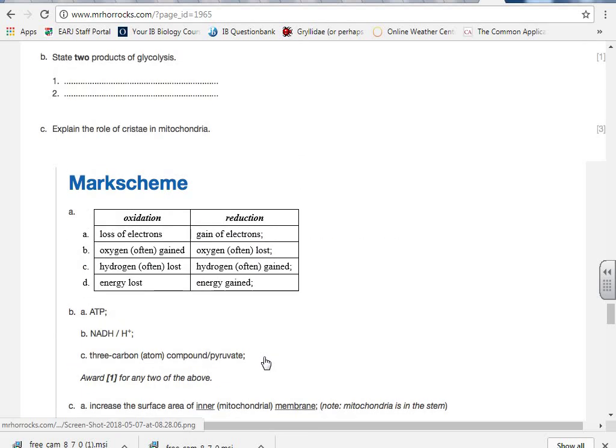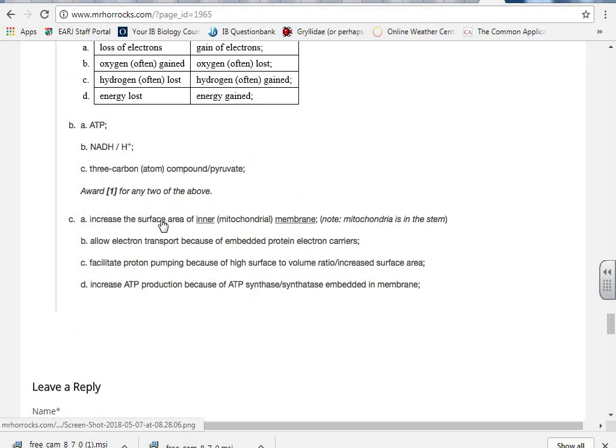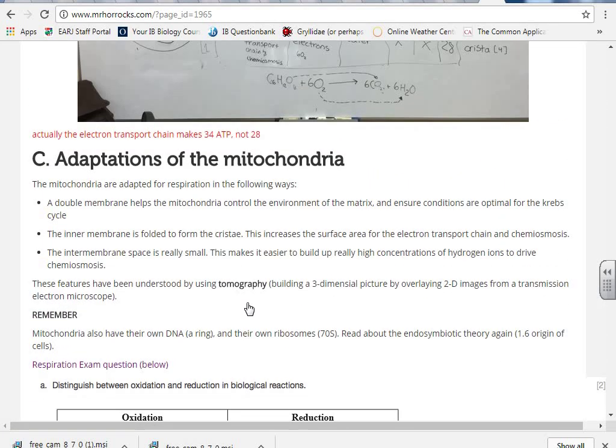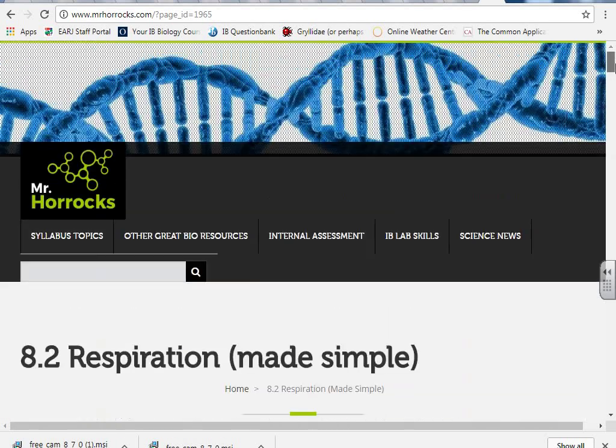So if you get asked about this, you can throw in the angle of the surface area, because if you have a high surface area of the inner mitochondrial membrane, that means you've got more space for everything. You've got more space for the electron transport chain. Embedded protein carriers allow the electron transport chain. That's what you just said. It facilitates proton pumping because of high surface area, again, and then increased ATP production because ATP synthase is embedded in the membrane. Yeah, it's the fact that you've got that extra surface area to do that. Okay, brilliant. That's the end of respiration.